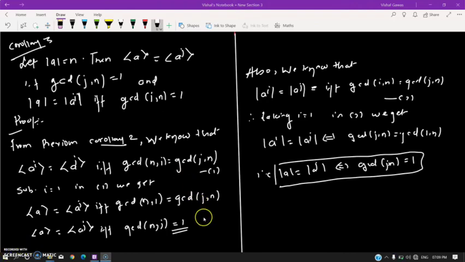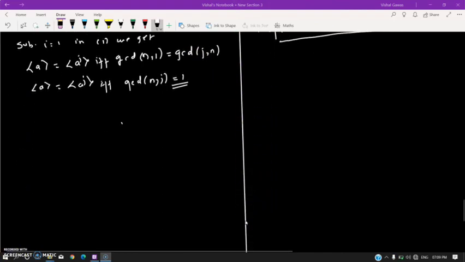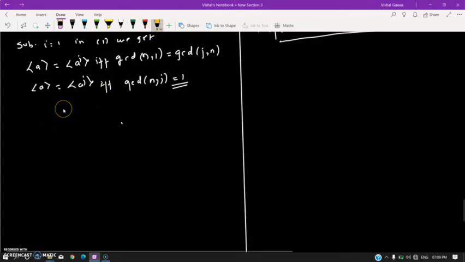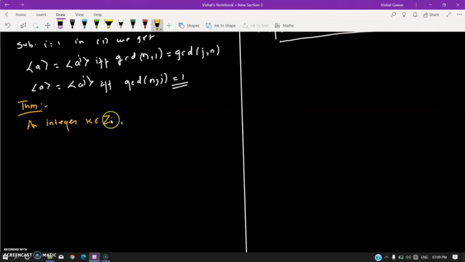Let's look at what the generators of Zn are, as I was saying when I was doing this earlier. Let's look at this theorem. An integer k in Z is a generator of Zn if and only if GCD of k with n is 1.